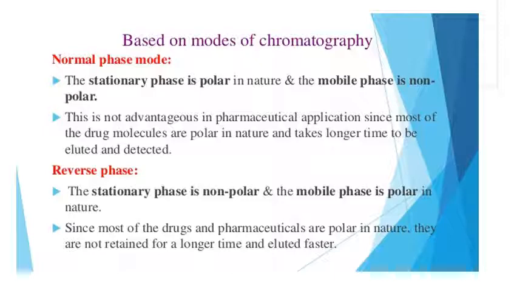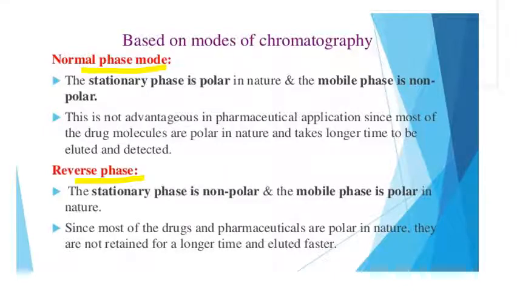HPLC can be classified into various types depending on the type of stationary phase selected or on the basis of the application. First, we are seeing on the basis of the mode or the type of stationary phase we have selected. So that can be classified into two types. The one is normal phase HPLC, which is called normal phase mode also, and the reverse phase HPLC.